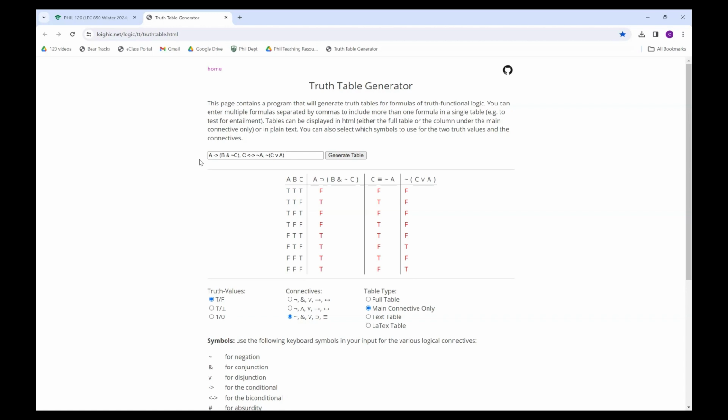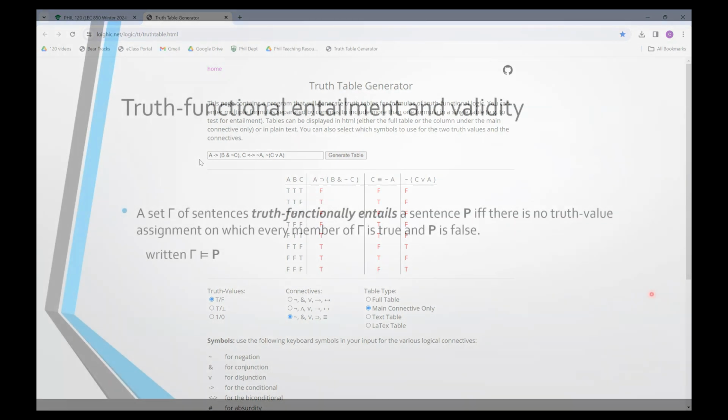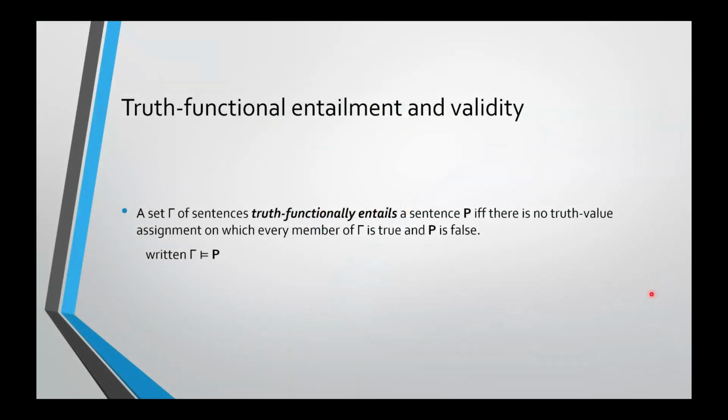So we've established that the first one is truth functionally consistent, and the second one is truth functionally inconsistent. A set gamma of sentences truth functionally entails a sentence P if and only if there's no truth value assignment on which every member of gamma is true and P is false. So this is the version of logical entailment that is tailored for SL. And the way that we write this is using this symbol here. It's referred to as a double turnstile. So this is gamma entails P.